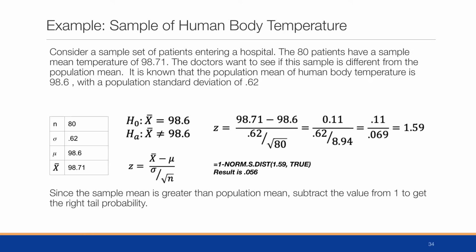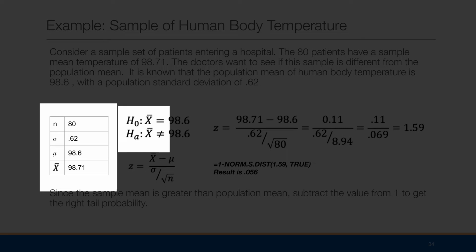Let's look at the sample of human body temperature again. So consider a sample set of patients entering a hospital. The 80 patients have a sample mean temperature of 98.71. The doctors want to see if this sample is different from the population mean. And we know that the population mean of the human body temperature is 98.6 with a population standard deviation of 0.62. So we've set everything up on the left where n is equal to 80, sigma is 0.62, mu is 98.6, and our sample mean is 98.71.